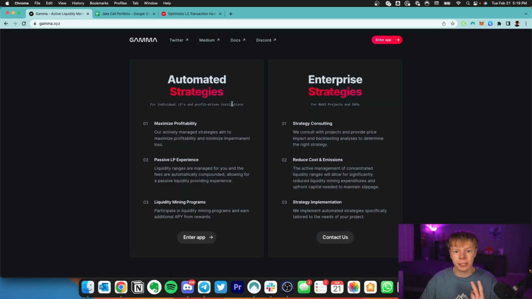On top of that, Gamma has two different offerings. First off is automated concentrated liquidity strategies, which is for individuals like you and me. And next, they actually have something called enterprise strategies. So they're actually selling a service to businesses as well, which is pretty cool, and I figured I'd mention that. And of course, enterprise strategies are going to be for those investors that have hundreds of thousands of dollars that they want under management.